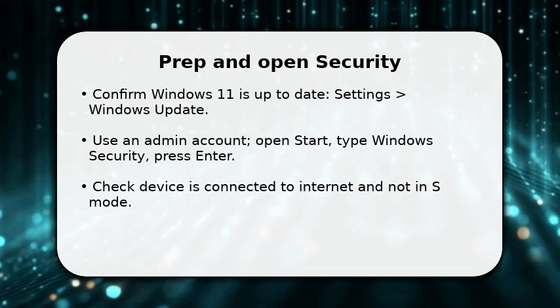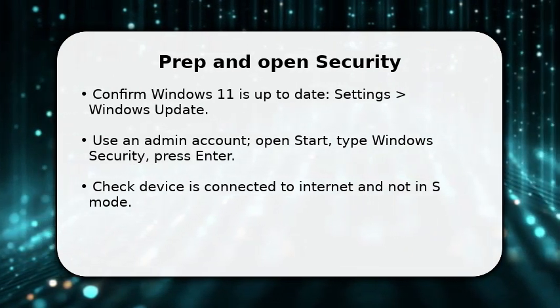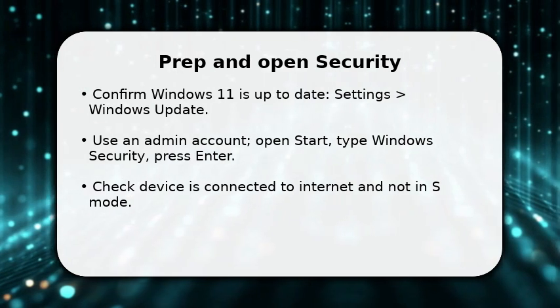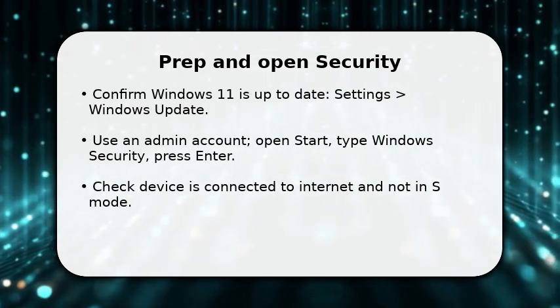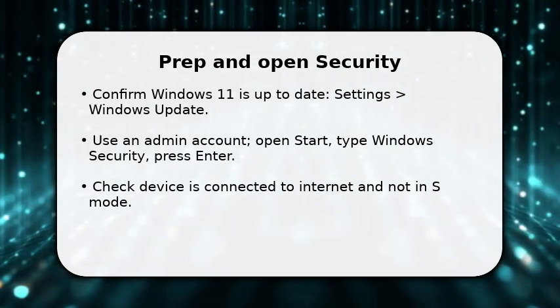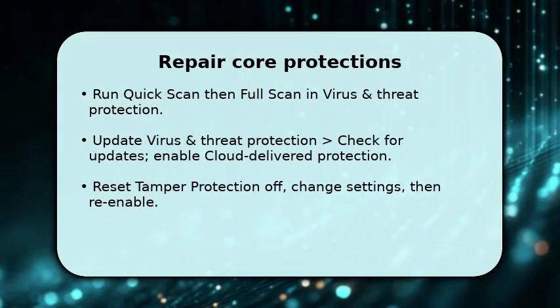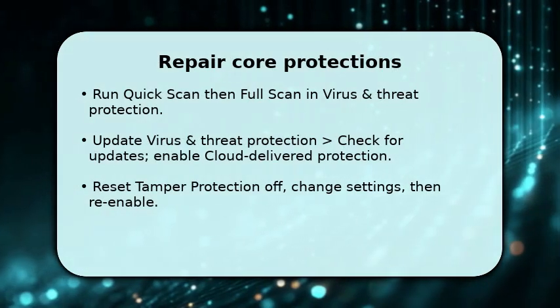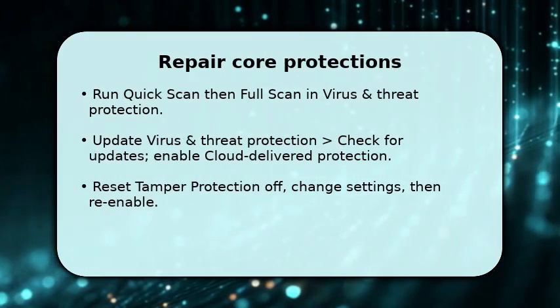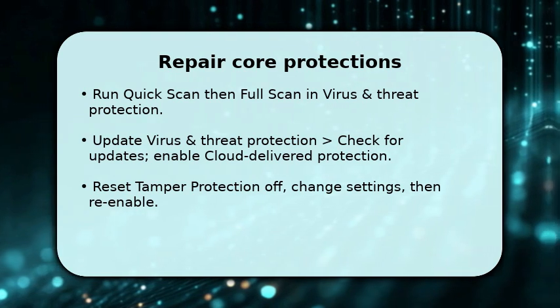Make sure you're online so definitions and cloud protection can refresh automatically, then proceed to the first repair actions in the next step. You run a quick scan to catch obvious threats, then queue a full scan to sweep system files. This removes quarantine conflicts that flip the at-a-glance status.